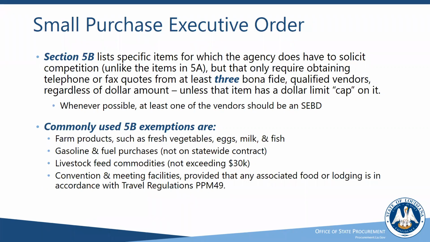So commonly used 5B exemptions are foreign products such as eggs, gasoline and fuel purchases that are not on statewide contract, livestock feed commodities not exceeding $30,000, and then convention and meeting facilities.